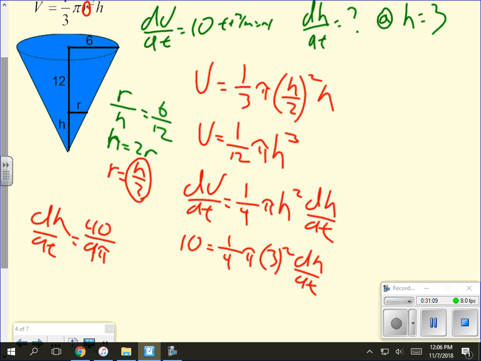And this would be feet per minute. And it makes sense that it's positive because if it's filling up, the height would be rising after all.